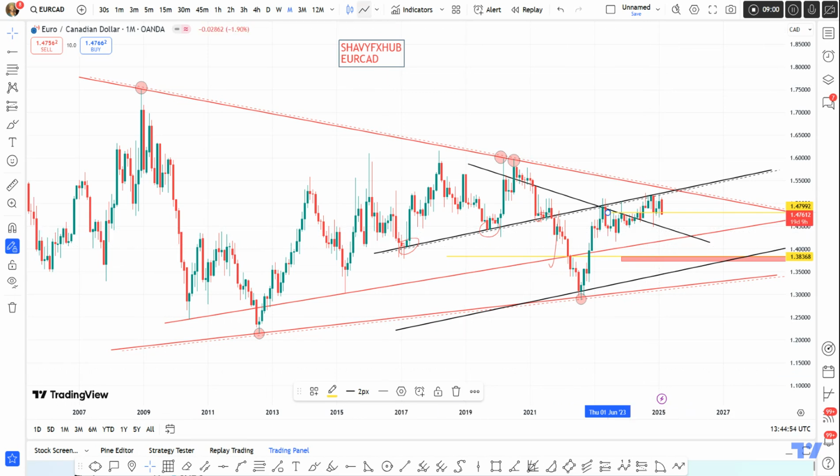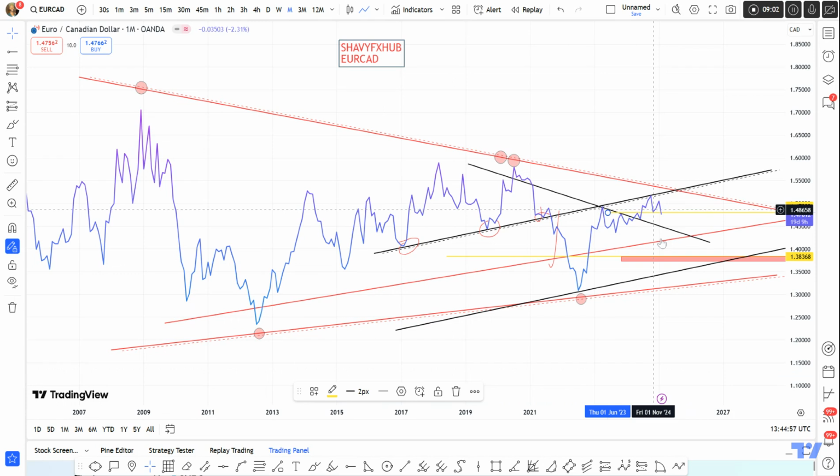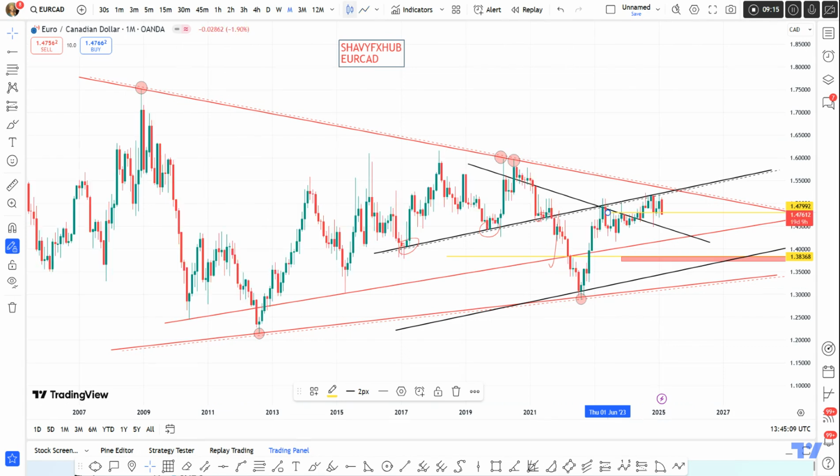When I put on my line chart, you can see on that rejection floor, price came back, broke that structure. That structure is broken. There is nothing anybody can do about it. Honestly, you will see it by close of next week. You will see what will happen. Let's wait and see.